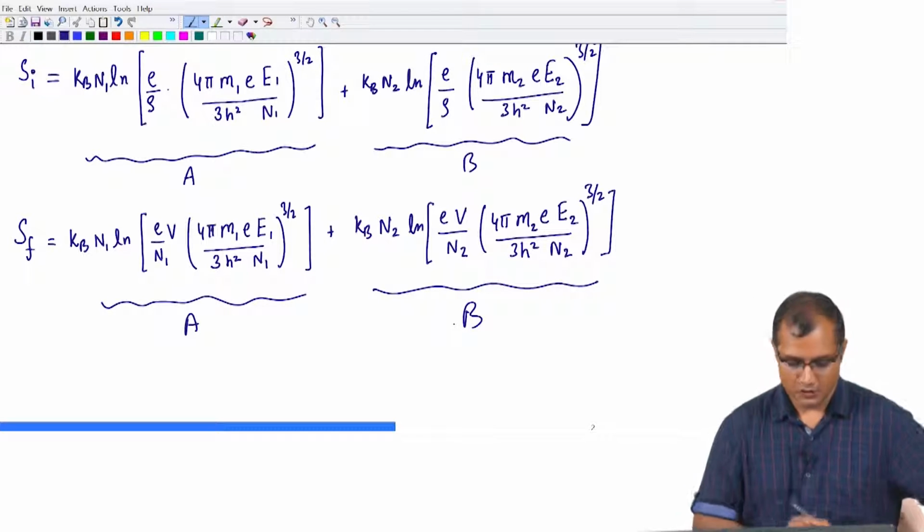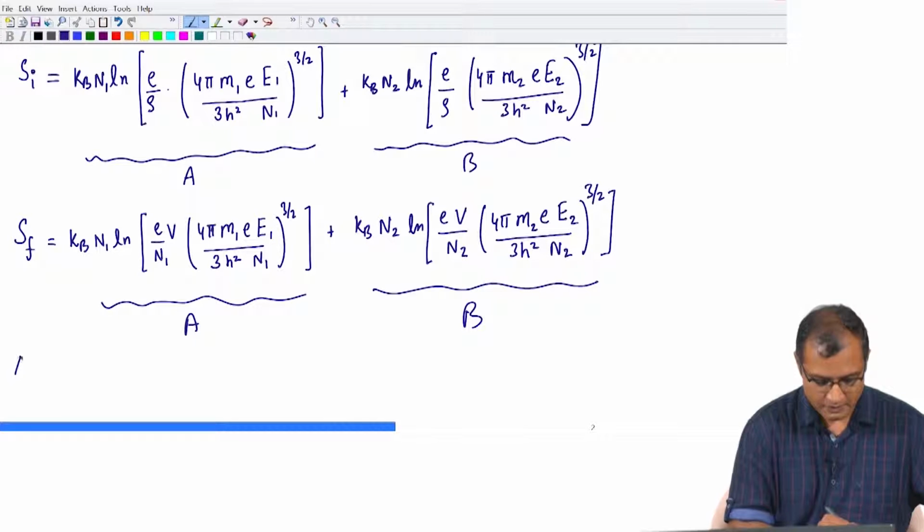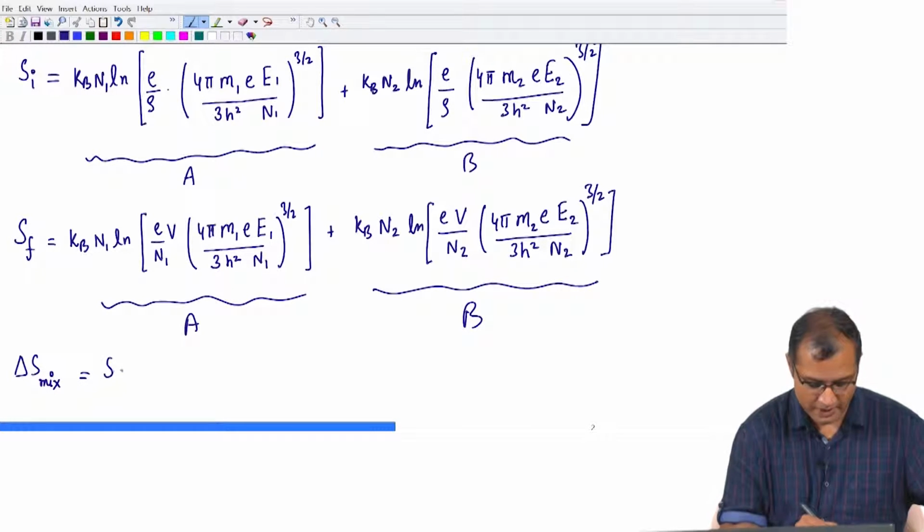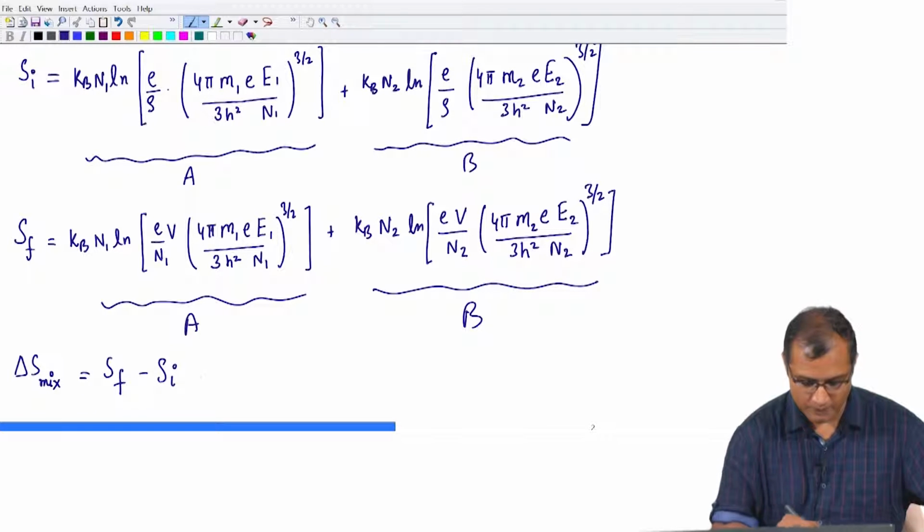So, to compute the entropy of mixing, I have to subtract the final entropy minus the initial entropy.